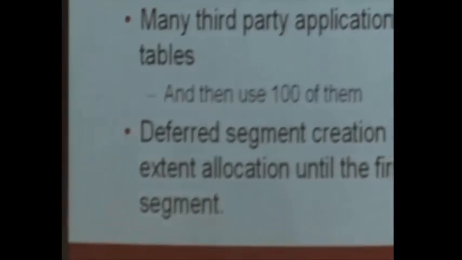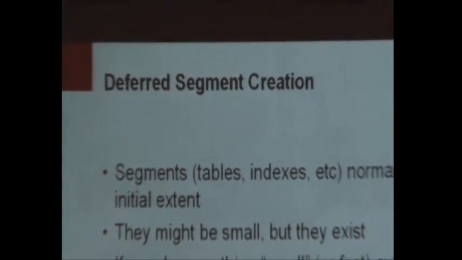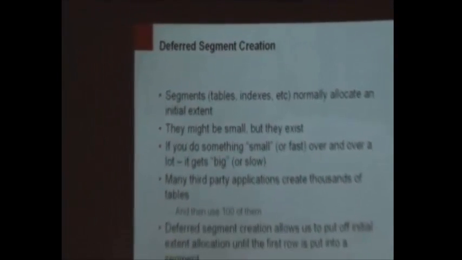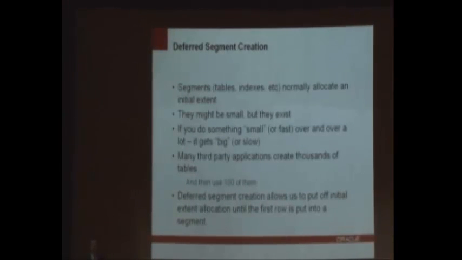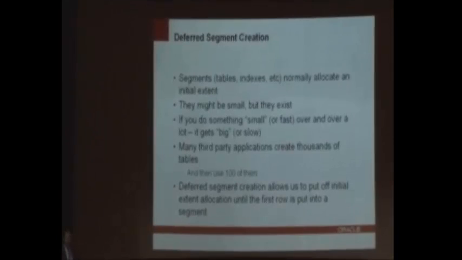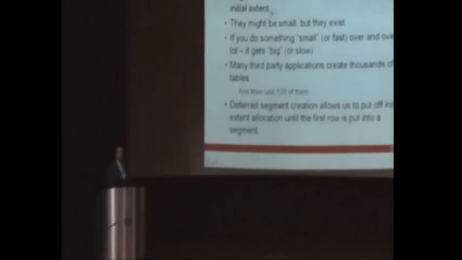Normally, when you created the table, the initial extent was always allocated. And there was no way around this. The only tables that did not do this were temporary tables. They would create their initial extent when you use them in your session. Now every table, every segment really, has the ability to have that initial extent deferred, not allocated until later when we actually use it. So in the past, segments, tables, indexes, everything, normally allocated an initial extent.